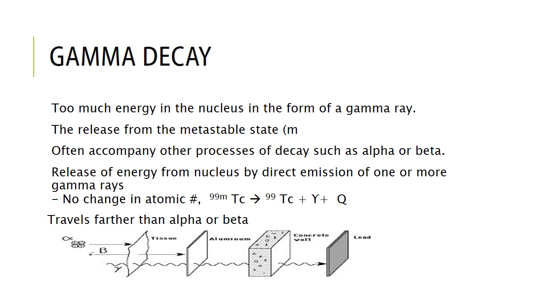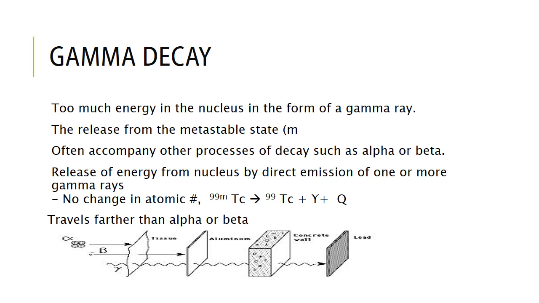When gammas are emitted, they have a very discrete energy. But remember, a gamma ray, which is a photon, is emitted by that excited nucleus. It cannot be distinguished from photons of the same energy from a different source, like X-rays. One thing to remember about gamma decay is that it travels significantly farther than alpha or beta decay.